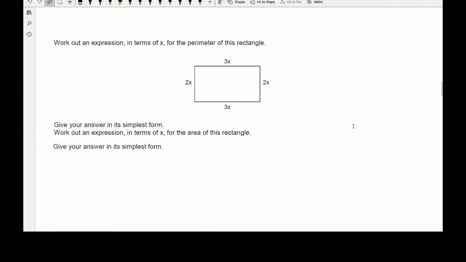So moving on to the next one, this one comes to more problem solving. It says work out an expression in terms of x for the perimeter of this rectangle, give your answer in the simplest form, and work out an expression in terms of x for the area of the rectangle. So it's kind of two parts. To work out the perimeter, it's basically all the sides added together. So I'm going to have a starting point and go clockwise and add up all of these values. So the perimeter is going to be 3x plus 2x plus 3x plus 2x. If I simplify that, I've got 3 plus 2 plus 3 plus 2, which gives me 10x. And there is my final answer.